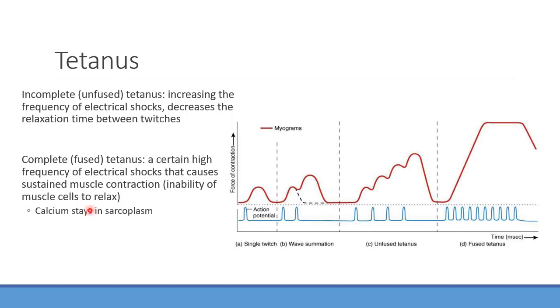When you have that, there's an unfused tetany, where you can see some vacillation between peaks and troughs, versus a fused tetany, which is a steady force of contraction. In those cases, the calcium just stays out in the sarcoplasm. It's constantly being recycled, shuttled back into the sarcoplasmic reticulum or coming back out to cause actin and myosin to interact with one another. Okay. All right.